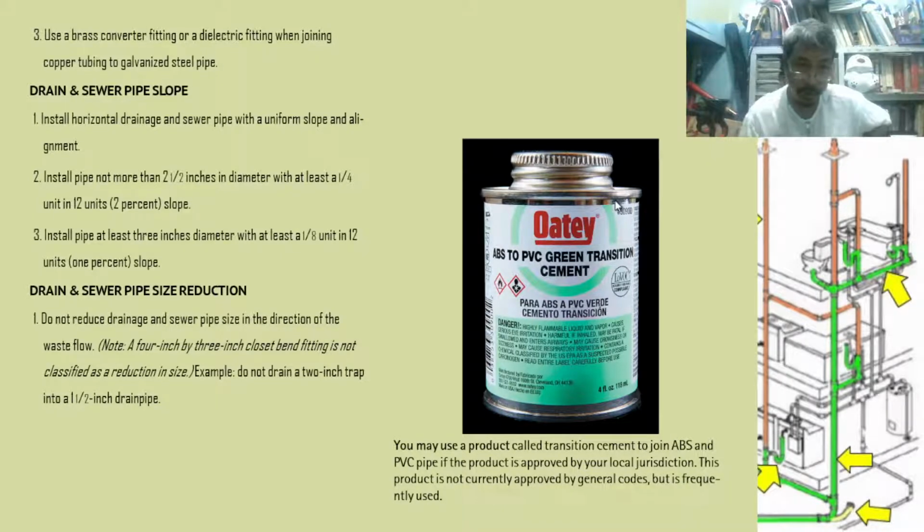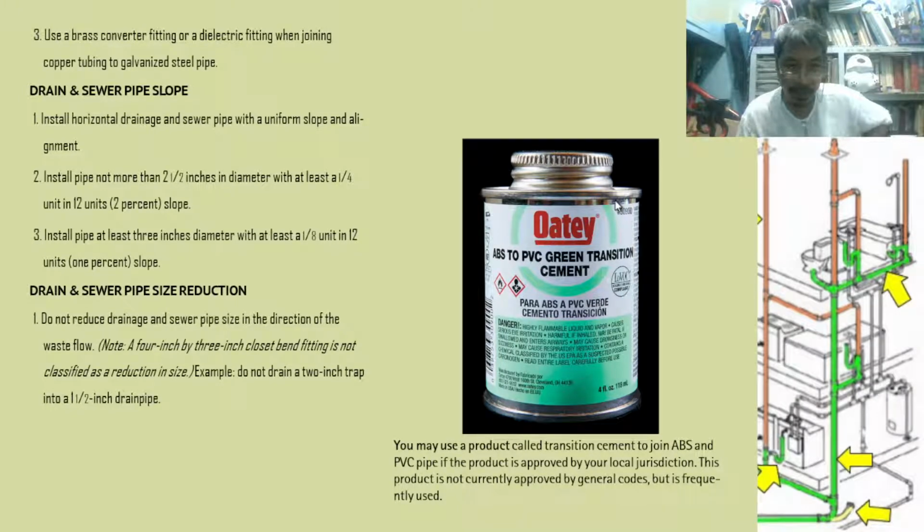So install pipe at least 3 inches diameter with at least 1/8 unit in 12, so 1%. Okay. So for bigger pipes, for 3 inches pipe and above, we can use 1% slope. But for smaller pipes, 2.5 inches diameter pipe and below, use 2% slope.